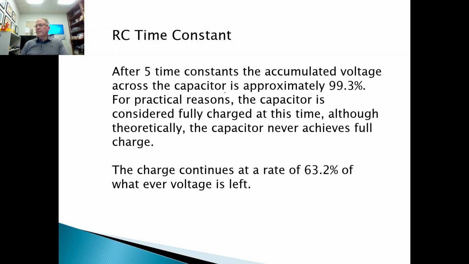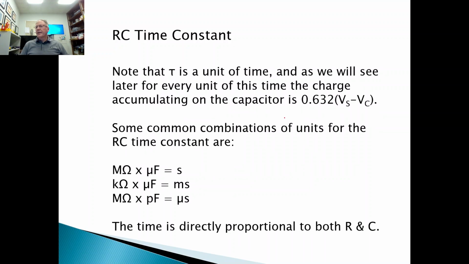Now, after 5 time constants, the accumulated voltage across the capacitor is approximately 99.3%. Now, for practical reasons, it's considered fully charged at that time. The charge continues at a rate of 63.2% of whatever voltage is left. Okay? Now, note that tau is a unit of time, and as we will see later, for every unit of time, the charge accumulated on the capacitor is 63.2% of the source minus the capacitor voltage, VC.